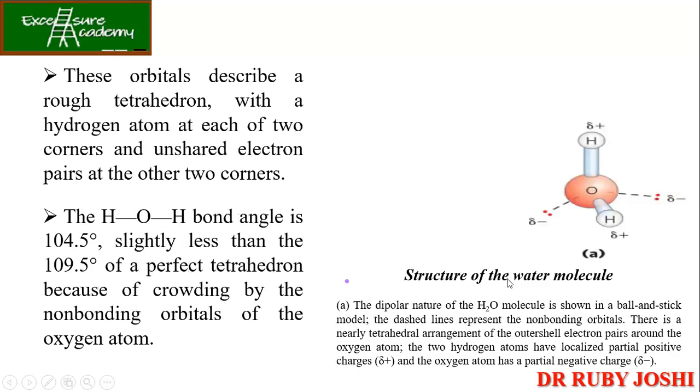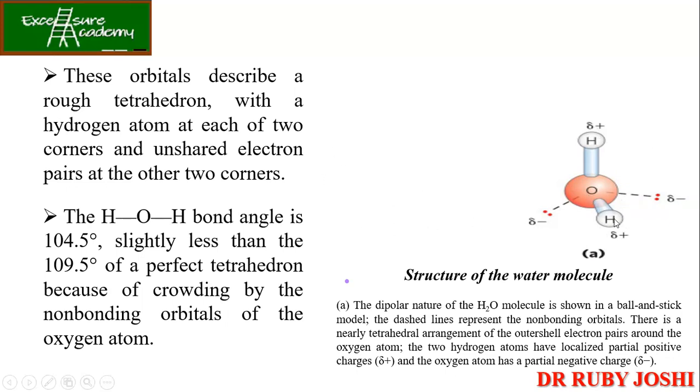Now this is the electronic structure of your water molecule, and you can see over here oxygen is there, which has the partial negative charge, whereas the hydrogen is sharing the partial positive charge. So we have two hydrogens, right? And the oxygen has two lone pairs of electrons, and that's why two partial negative charges are present. So these orbitals describe a rough tetrahedron structure.